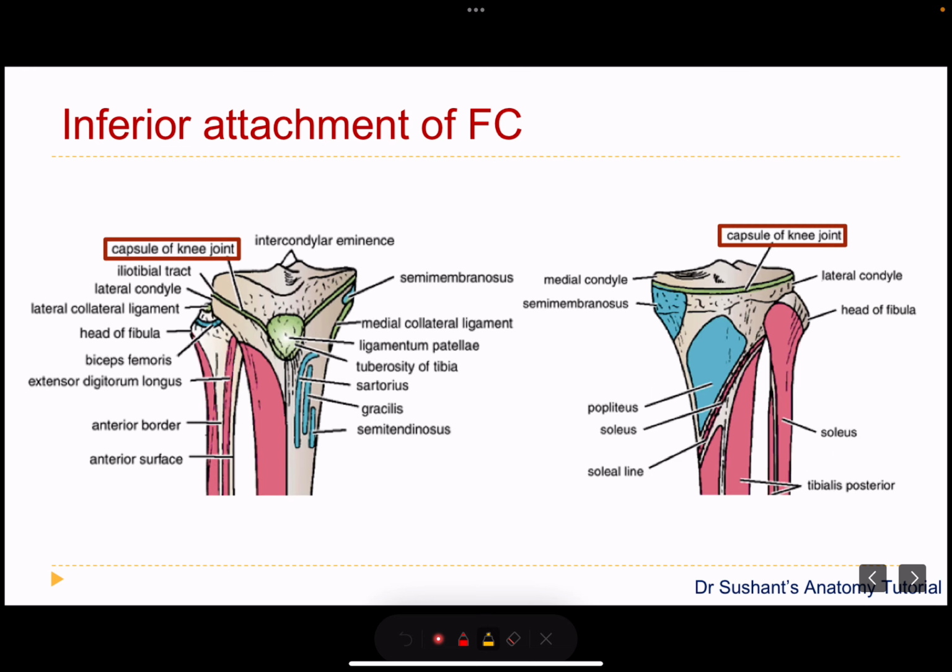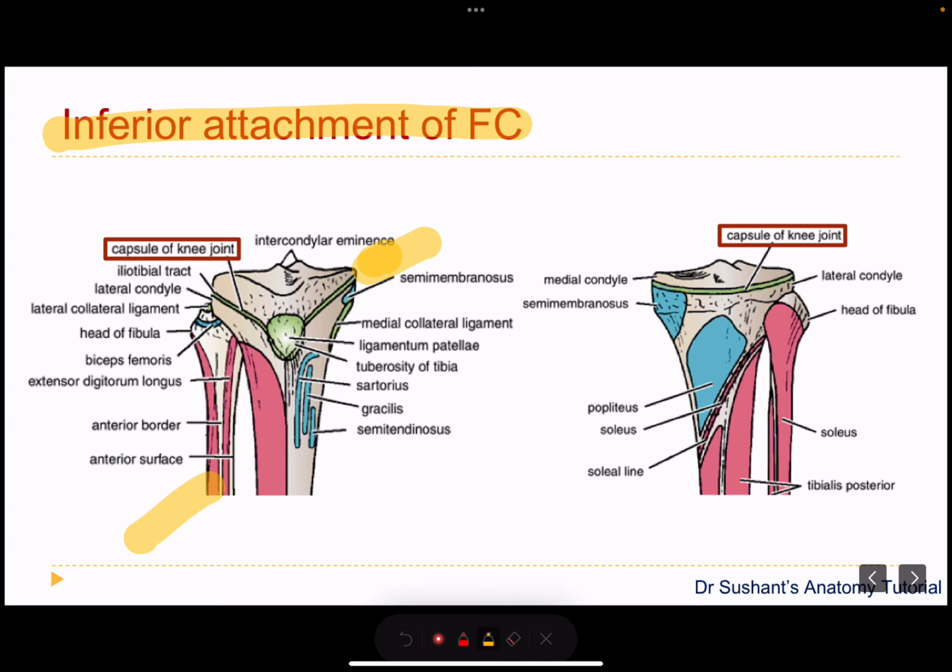Now, what about the inferior attachment of the fibrous capsule? So inferiorly, the fibrous capsule is attached to the tibia. All right, so this is the tibia here, and then we have the fibula here. The fibula is not taking part in the formation of the knee joint. Please remember that. So let us look at the inferior attachment of the fibrous capsule. It is attached to the tibia.